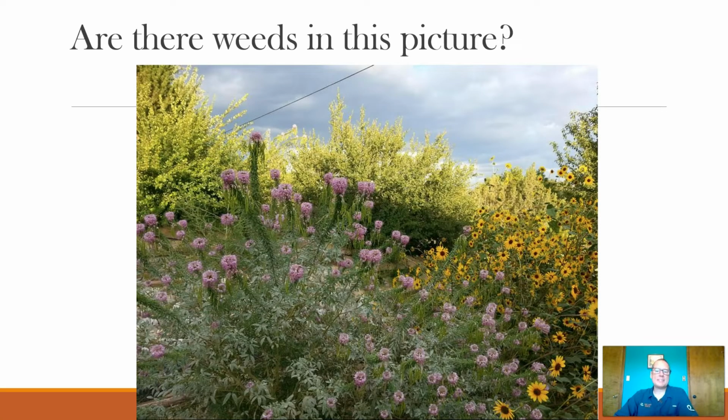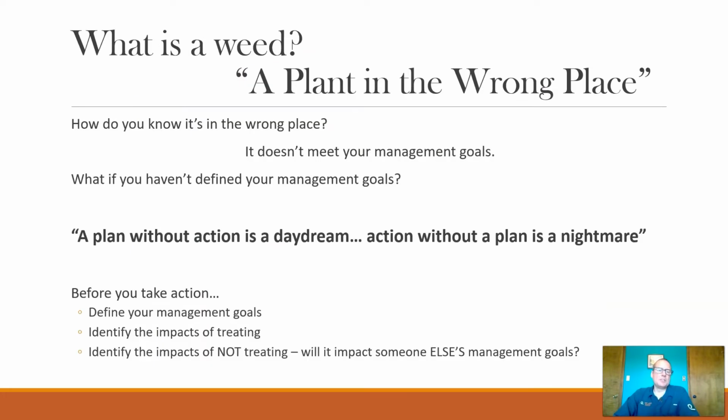So, are there weeds in this picture? If you're not sure what you're looking at, the purple flowers are Rocky Mountain bee plant, a native plant, and the yellow flowers are our native sunflowers here in New Mexico. So, are there weeds in this picture? We'll get back to that in a second. So, what is a weed? Well, a weed is simply a plant in the wrong place.